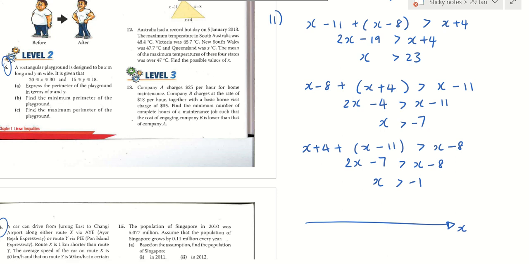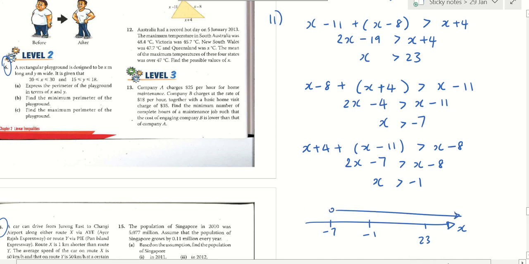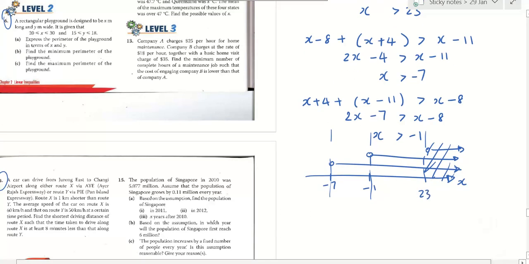We do our usual number line, put in the 3 values, negative 7, negative 1, and 23. With all the arrows pointing to the right, since all of them show that x is greater than 23, x is greater than negative 7, x is greater than negative 1. And instead of our usual 3 regions, we now have 4 regions. And only this region here satisfies all 3 at the same time. Therefore, our conclusion is that x has to be bigger than 23.